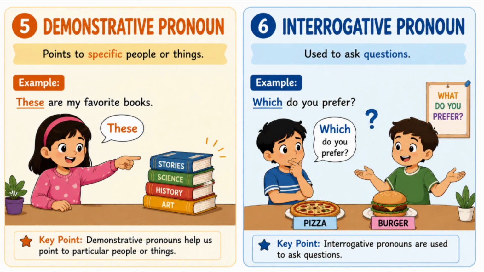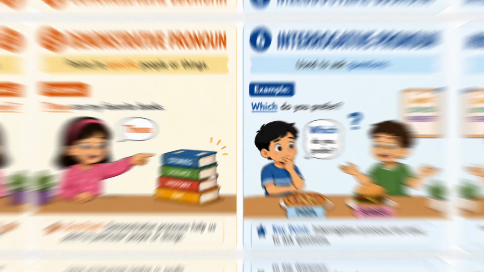5. Demonstrative pronoun points to specific people or things. Example: These are my favorite books. 6. Interrogative pronoun used to ask questions. Example: Which do you prefer?